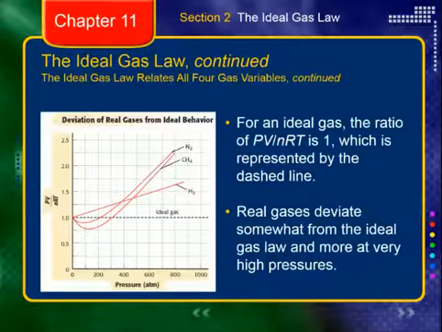For an ideal gas, the ratio of PV divided by nRT is 1. All right, so PV divided by nRT, so nRT is actually the denominator, it's on the bottom, which is represented by this dashed line right here. It's always equal to 1. Real gases deviate somewhat from the ideal gas law and more at very, very high pressures. And so we have pressure here on the x-axis. So we can see as pressure increases to these ridiculous pressures, as we get out here, these gases become further and further away from this ideal gas line.